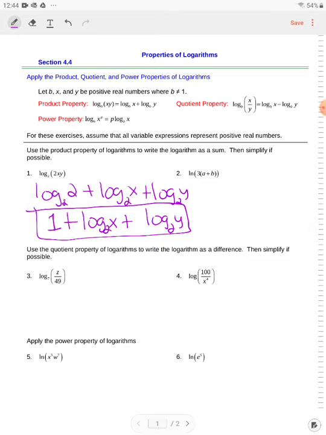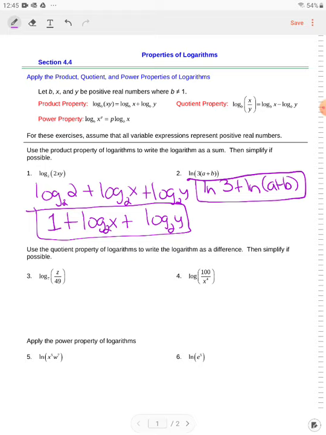On number 2, notice we are talking about the natural log, ln, and it's 3 times the quantity a plus b. There's only 2 terms there. So we have ln 3 plus ln of a plus b. We have no mathematical rules to separate addition when it's ln of a binomial or trinomial or other polynomial.